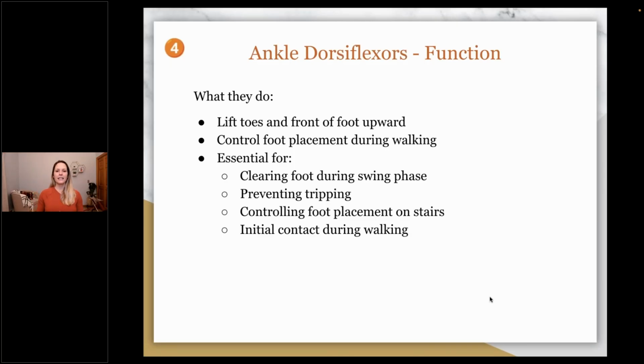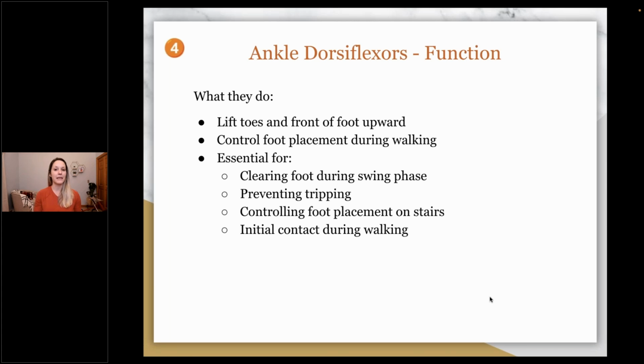Ankle dorsiflexors is our next muscle group that MS tends to attack. These are the muscles on the front of our ankle, and these are responsible for lifting our toes and the front of our foot upward. So you might be thinking, hopefully, that if lifting your ankle or foot is hard, that is often a big reason for foot drop.